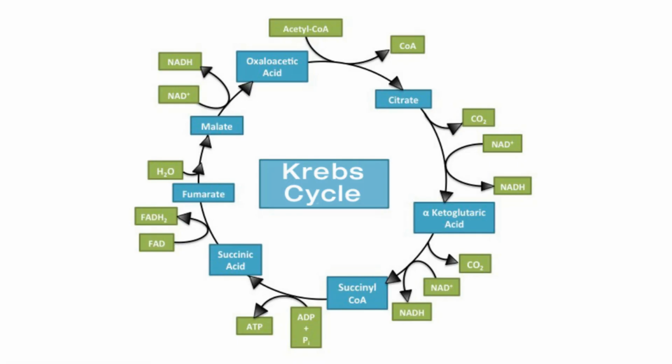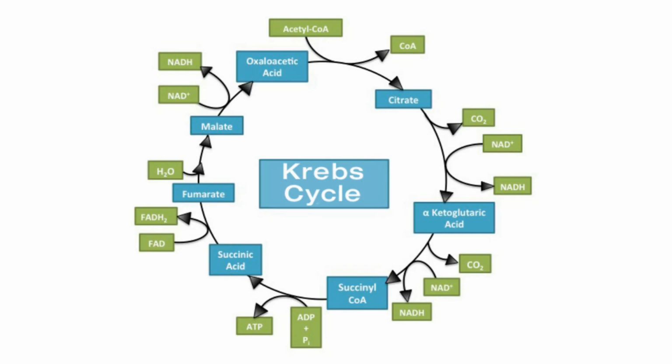The Krebs cycle, also known as the citric acid cycle or the tricarboxylic acid, TCA, cycle, is a fundamental metabolic pathway that plays a critical role in the production of ATP, the primary energy source of the cell. The cycle occurs in the mitochondrial matrix of eukaryotic cells and is a series of 8 chemical reactions that convert acetyl-CoA, a molecule produced from the breakdown of glucose or fatty acids, into ATP. In this video, we will explore the steps of the Krebs cycle in detail.